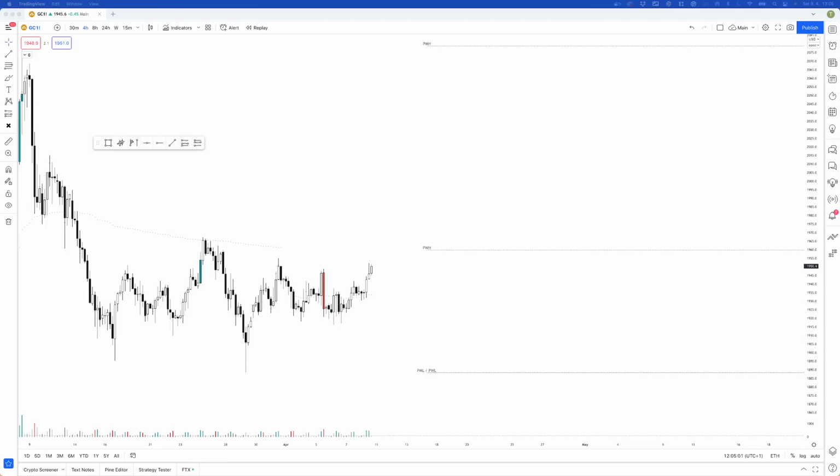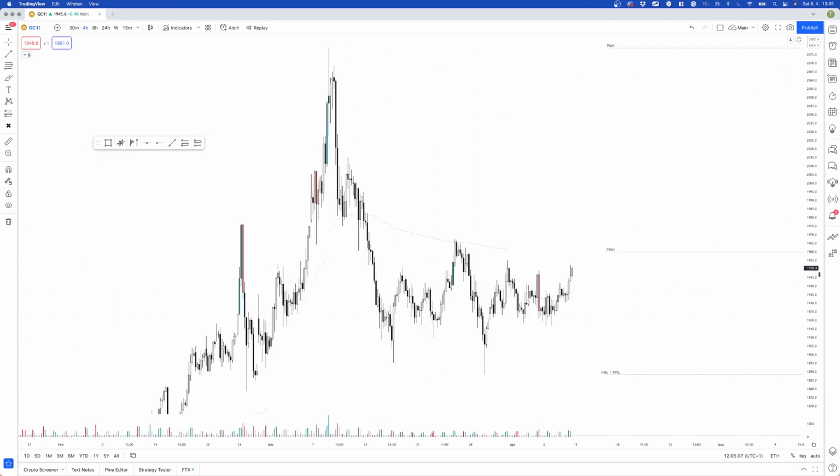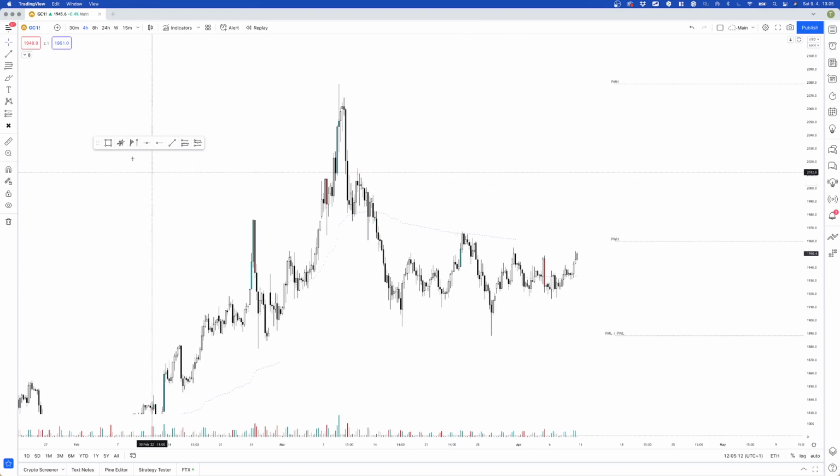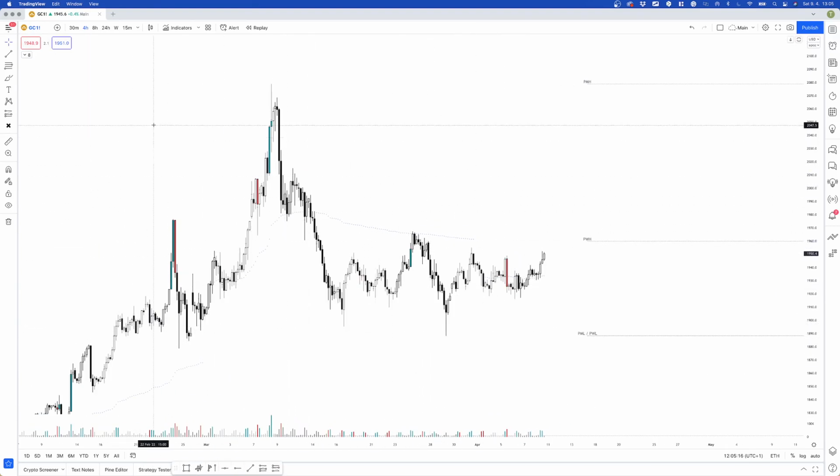Okay, as I mentioned in the Discord, I had some questions about the composite profiles. So let me actually take you through it and how I mark the levels, and obviously why you would use them in the first place.